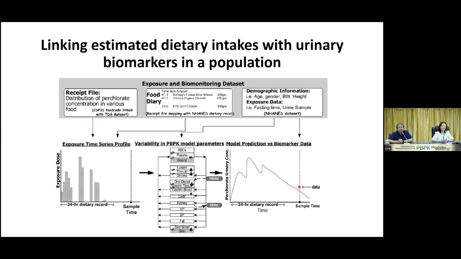So this figure shows how we do our simulation. Again, you see the PBPK model in the middle, right? And then on the left, we have perchlorate intake information that came from a study from FDA. So FDA often goes to supermarkets and gets what they call a basket. I can't remember exactly. Market basket, what is it called? TDS. I forgot the name of it.